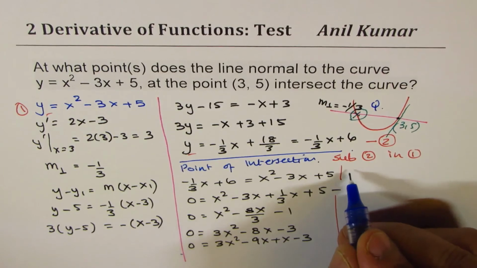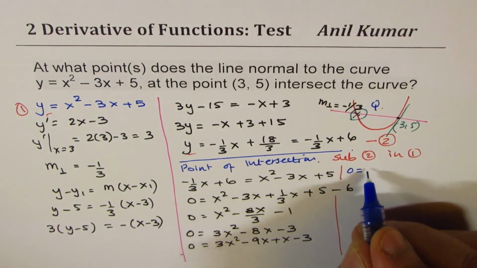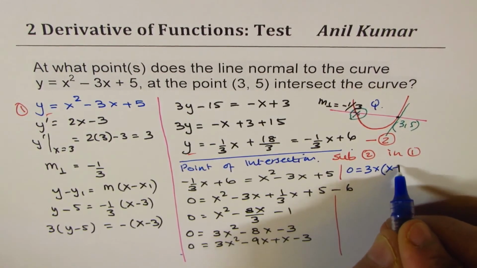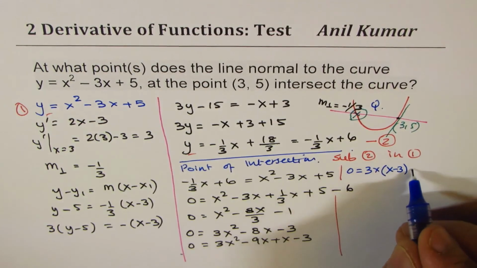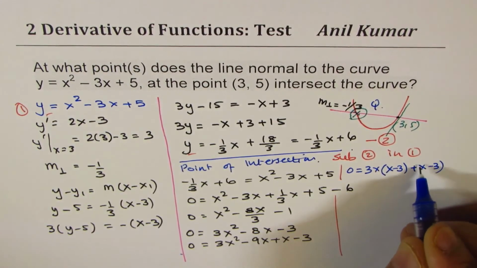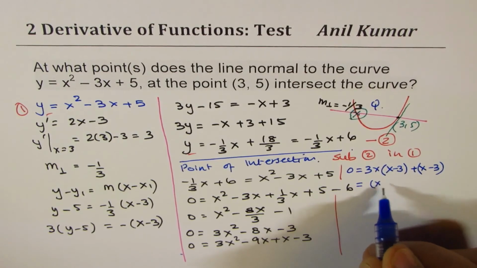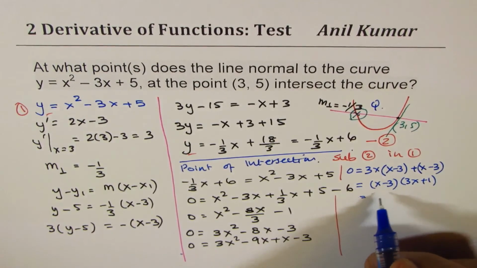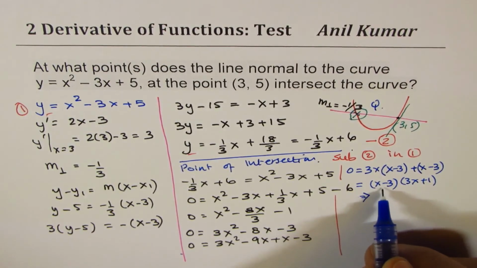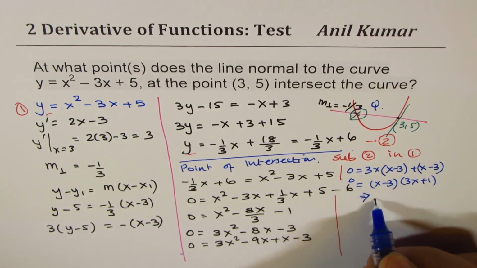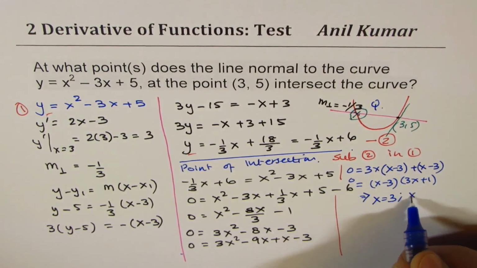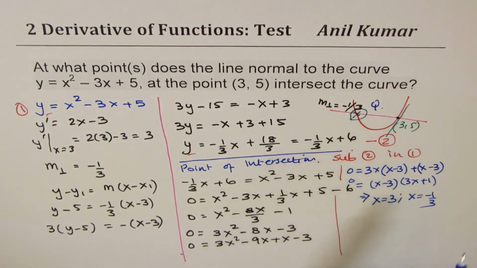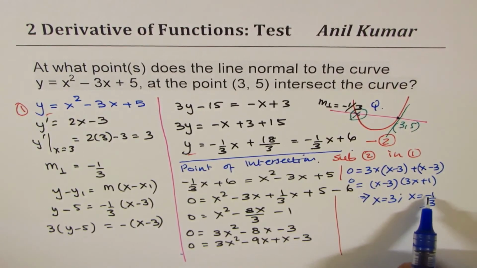Taking 3x common, we have 0 equals 3x times (x minus 3), and here we get plus (x minus 3), right? Now x minus 3 is common, so we get (x minus 3)(3x plus 1) equals 0. This implies that x could have two values. One, x equals 3, the other value is x equals minus 1 over 3. We already have the point (3, 5), which we know. So the other value for x is minus 1 over 3.